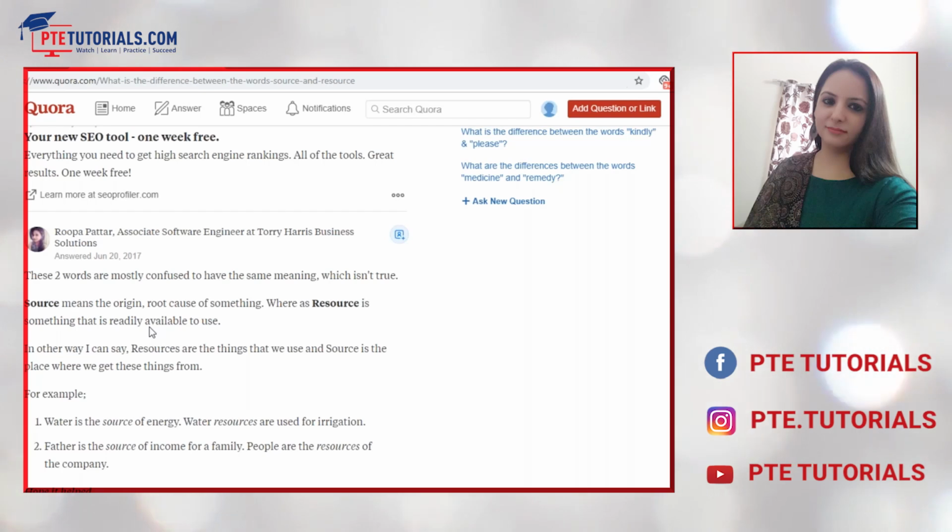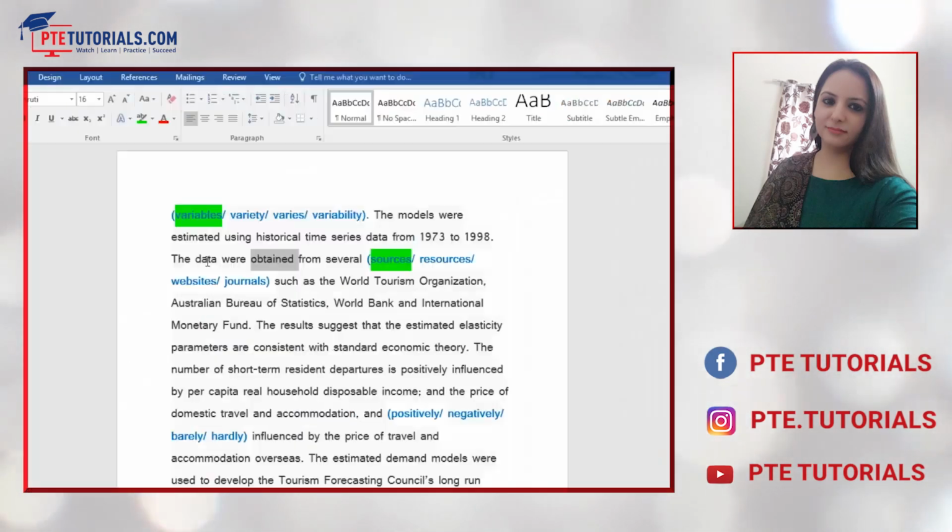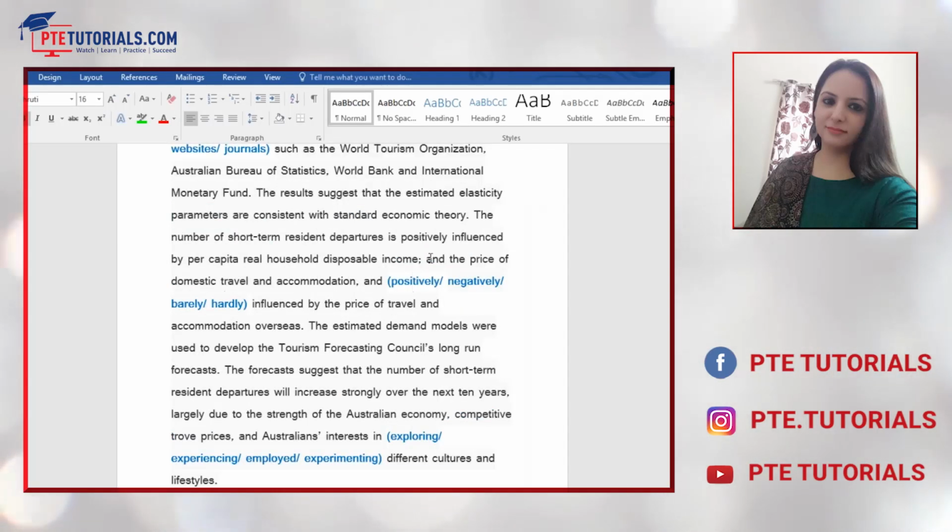So here I will be finding several sources such as this. These are the sources. And see, obtain data. With data, obtaining several sources will be there. The next, the price of domestic travel and accommodation and dash influenced by. Now, positively influenced by, negatively, barely, or hardly. Okay, start reading, because through this I'm not getting the meaning.